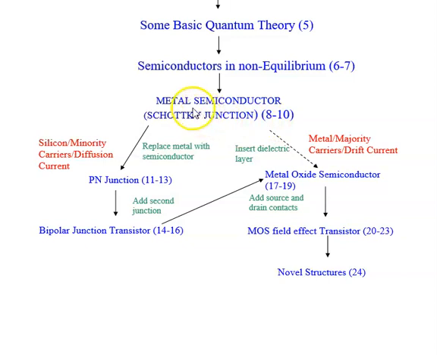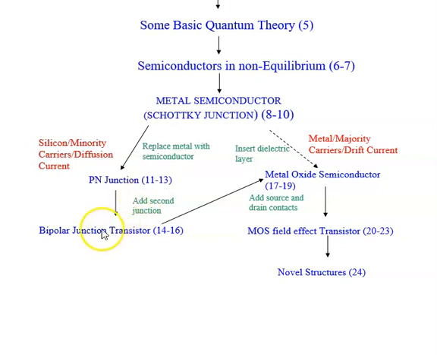And then we go down the left side of the device structure tree, where we replace the metal with another form of semiconductor, and we look at a p-n junction, and that is covered in Chapters 11 to 13. 11, again, equilibrium, 12, non-equilibrium, 13, worked problems.